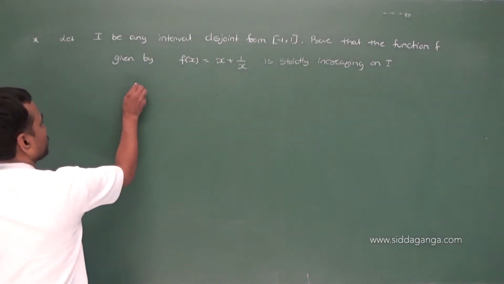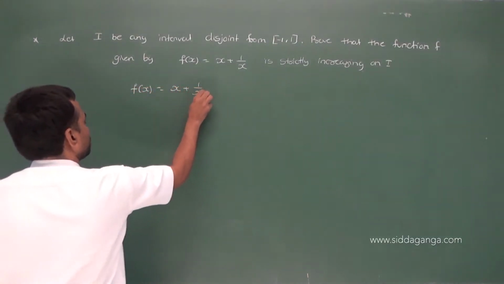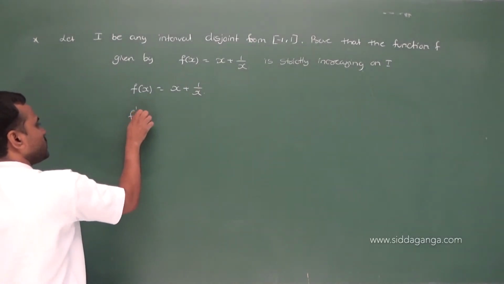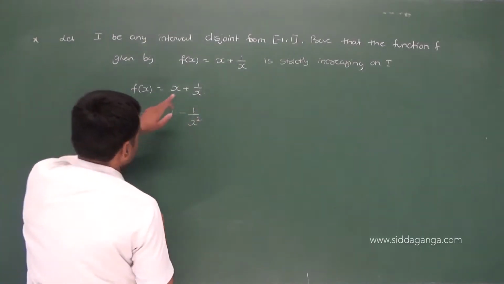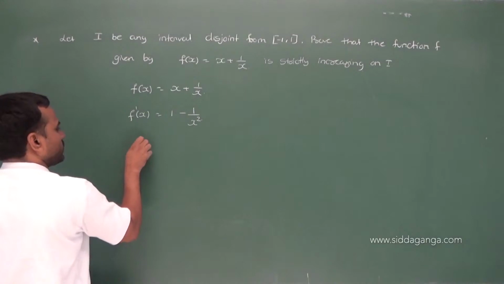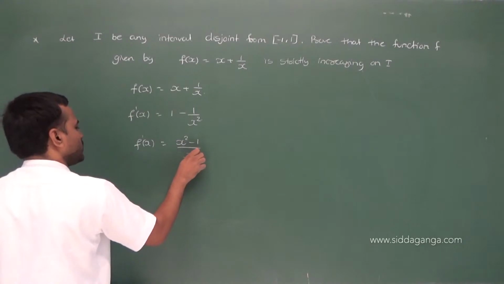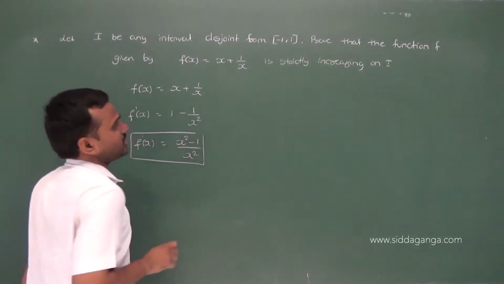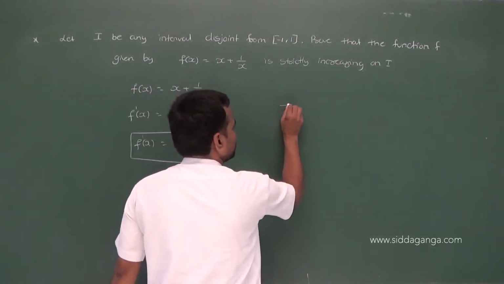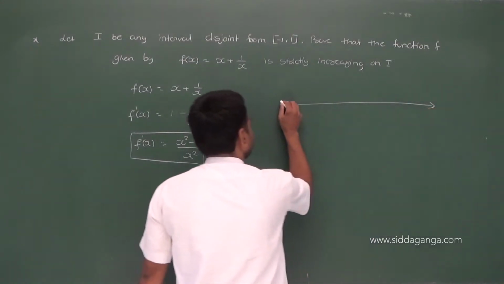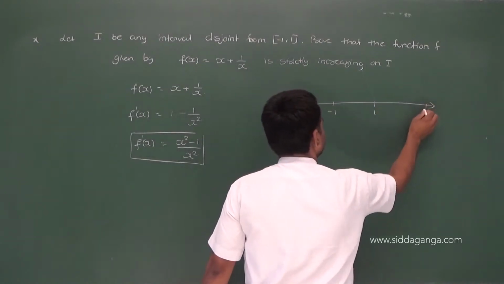Write down the function. f of x is equal to x plus 1 by x. Differentiate it with respect to x. f dash of x is 1 minus 1 by x square. Derivative of x is 1. Then f dash of x is x square minus 1 divided by x square. No need to find the intervals or critical points. We have to check only the intervals from minus infinity to -1 and 1 to infinity.